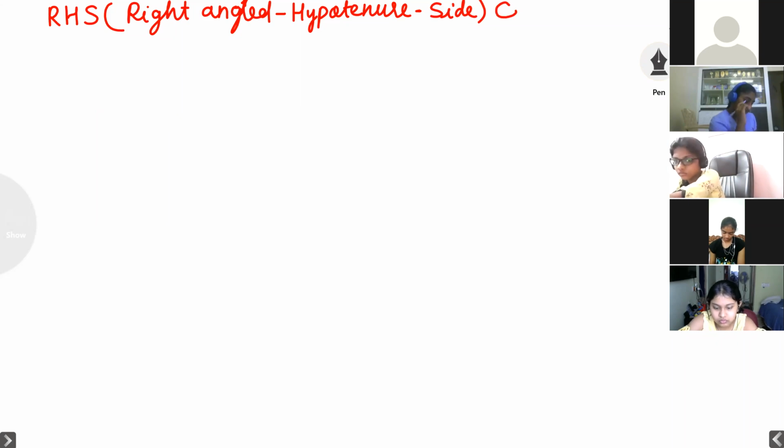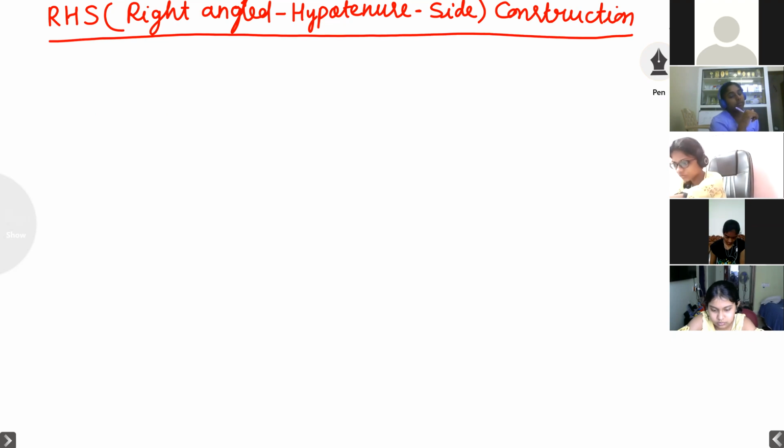RHS construction. If they have given the hypotenuse and the triangle is a right angle triangle, then how to do the construction? Note down example 1.